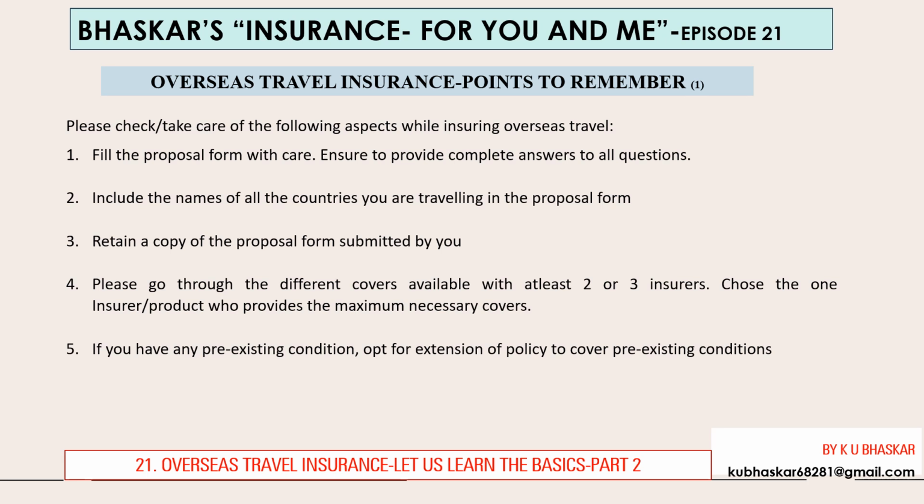Retain a copy of the proposal form submitted by you. Please go through the different covers available with at least two or three insurance companies. Choose the insurer or the product which provides the maximum covers which you want. If you have any pre-existing condition, opt for extension of the policy to cover pre-existing conditions. Even if there are sublimits for the particular extension, still it is advisable to go for that cover.